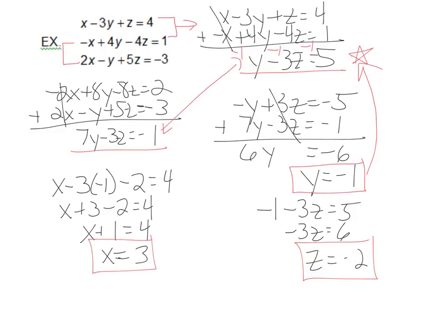Now I have my x, my y, my z, and those three numbers represent what's called an ordered triple. And it represents the intersection of three lines in three-dimensional space. x, y, z are three dimensions. You have straight left and right, you have straight up and down, and then you have straight forward and back, which would come towards you and go away from you. And so the three original equations, if they were graphed in three dimensions, they would all intersect at the point (3, -1, -2).